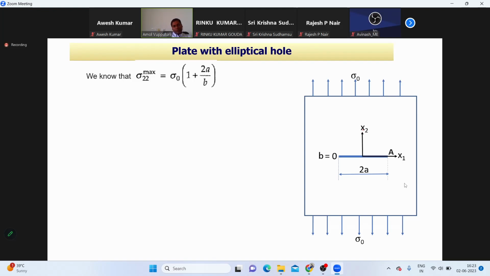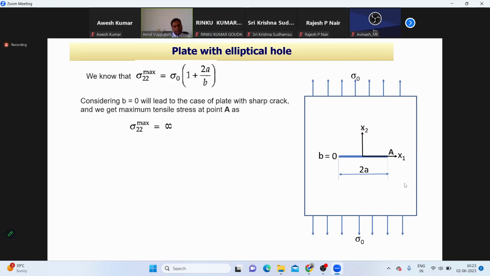So let's go back to the formula that was proposed for the elliptical case. If you put b equal to 0, your sigma 22 becomes infinity, which means that any body subjected to sigma naught with a sharp crack has infinite maximum stress. This is unrealistic because it is not possible for a material to take infinite stress. And irrespective of what sigma naught you apply, it will always show infinite stress, which is even more unrealistic. So even this theory failed. So now the question is, how should we go ahead?